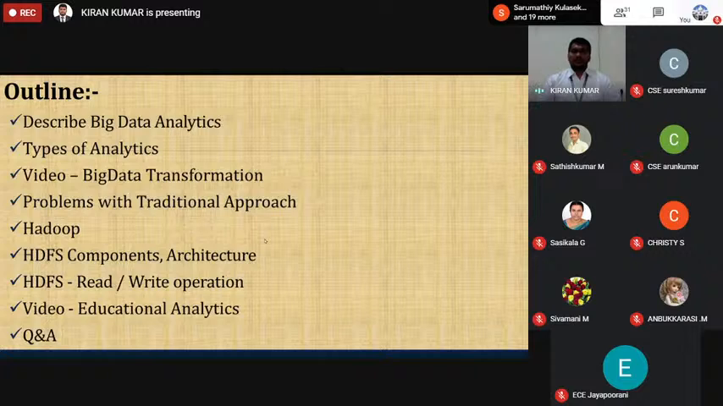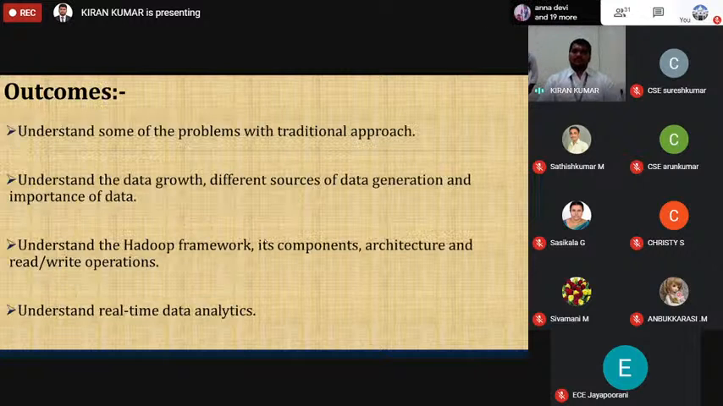How are the education industries using big data analytics to overcome their drawbacks? So I hope this is clear. These are the outline for today's morning session and the outcomes. If I speak with respect to outcomes, the participants will get all these 4 outcomes at the end of the morning session.